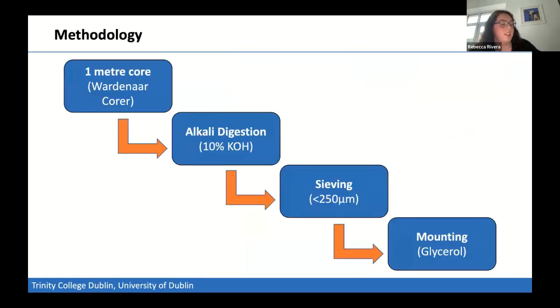So what we do when we go out into the field is we get a core. We take 1 meter of core. Roughly, that translates to about 1,000 years' worth of data, taking it centimeter by centimeter. And then in the lab, MPPs are highly sensitive to chemicals, so you really want to be as gentle as possible. At the moment, we're just doing alkali digestion, keeping it very gentle, and then we sieve it and then we mount it. We are thinking of adding in some heavy density separation, as my supervisor is saying you'll get better results that way. Once we have our samples done, we look at them under the scope, documenting their morphology and detailing them as much as we can, as to date we can only look at the shape of them and how they look.